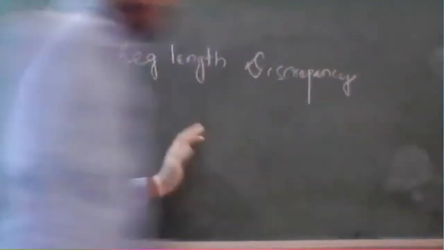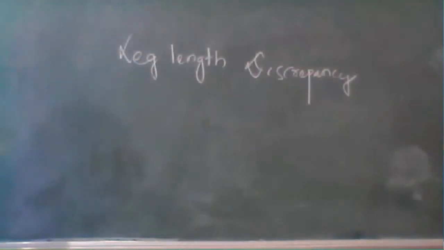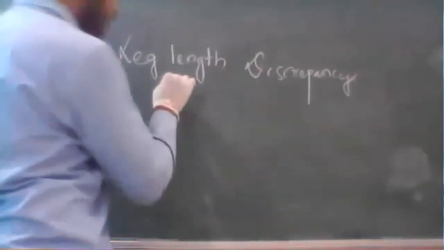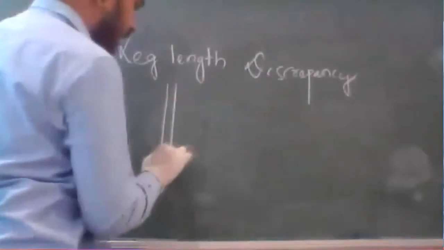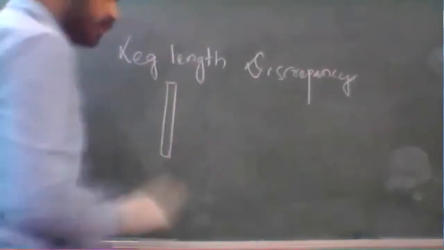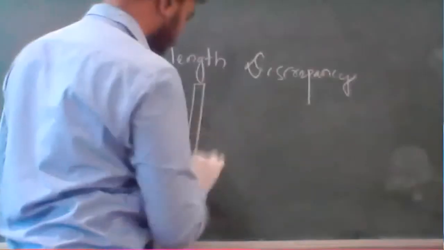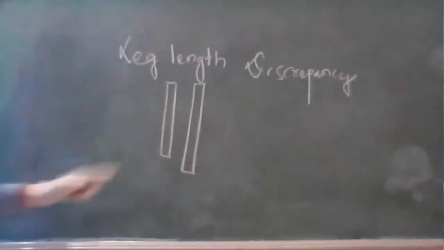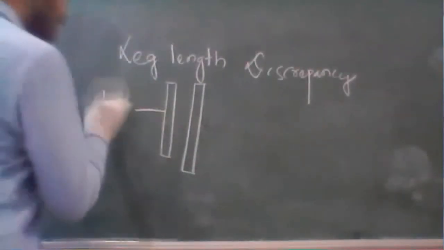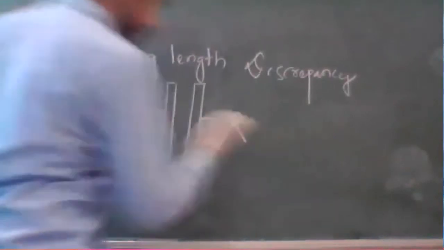Is it visible? Okay. Yes, sir, it's visible. Can you read? Yes, sir. So when there is shortening, suppose I'm drawing the line diagrams. Just try to understand. Suppose one limb here and one limb here. Suppose this is the left side and this is the right side.